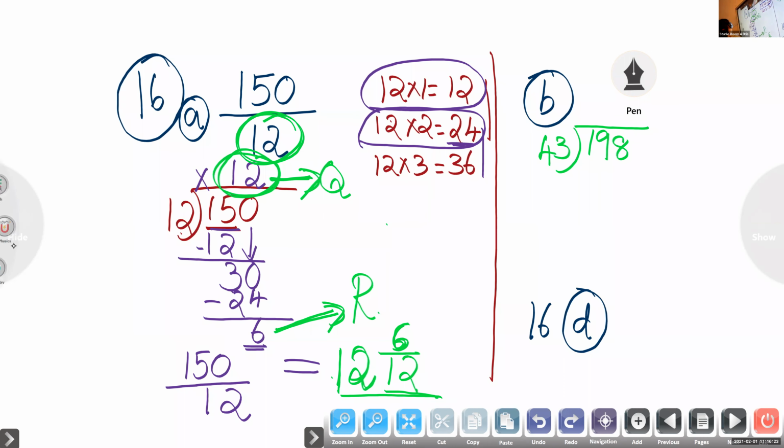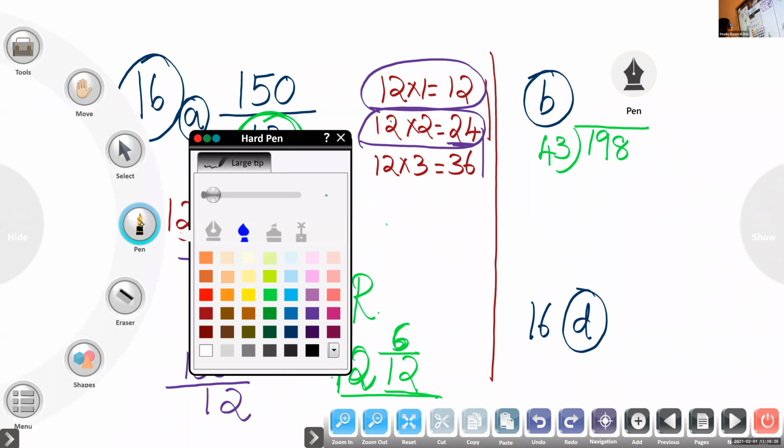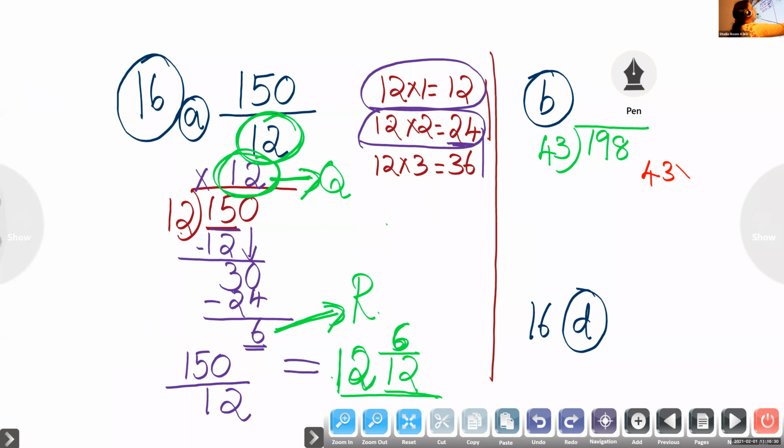So children, if you don't know the multiplication table of 43, what we have to do is write down 43 multiplied by 1 and find out the answer. 43 into 2. See, first we take the first two numbers, 19. 19 is small, so you cannot divide, so you have to take 198. So write down all the table till 198. 43 times 4.